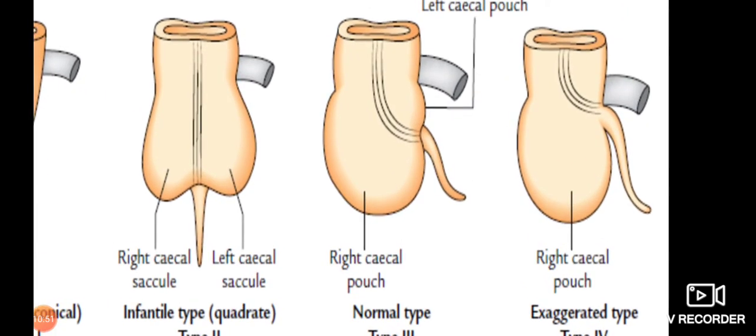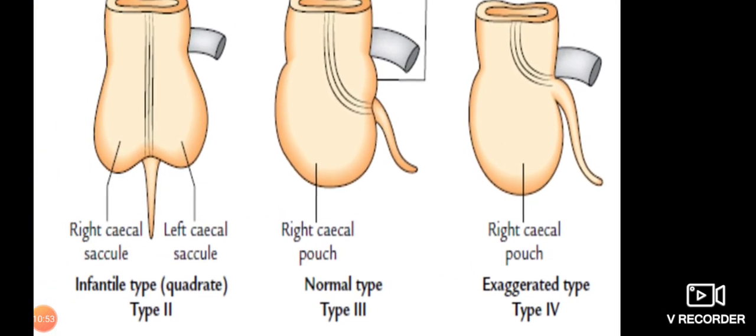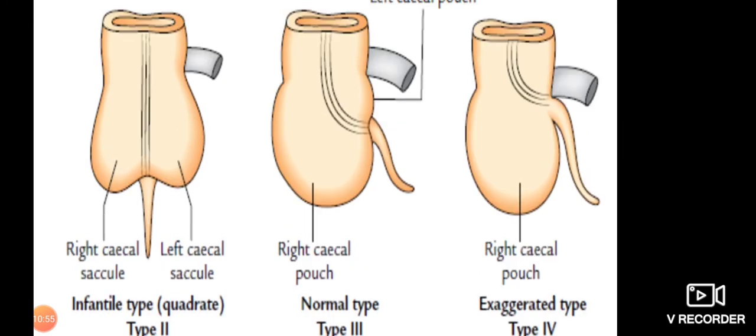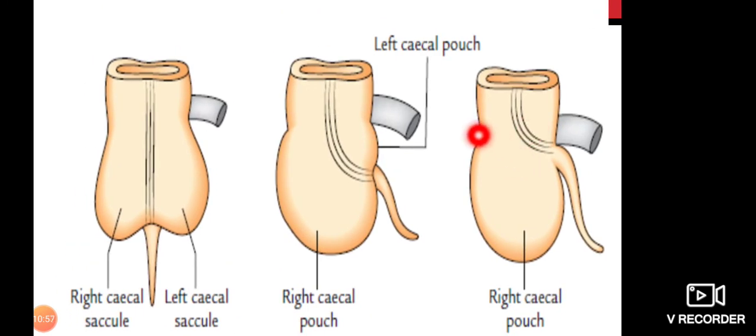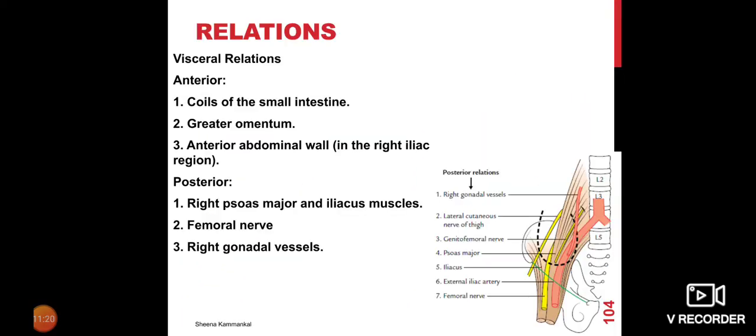And finally, the last one is the exaggerated type, in which you can see only the right cecal pouch, which is mostly enlarged, and the left cecal pouch is absent. So at the end of the right cecal pouch, the appendix is present. So this is about the different types of cecum.